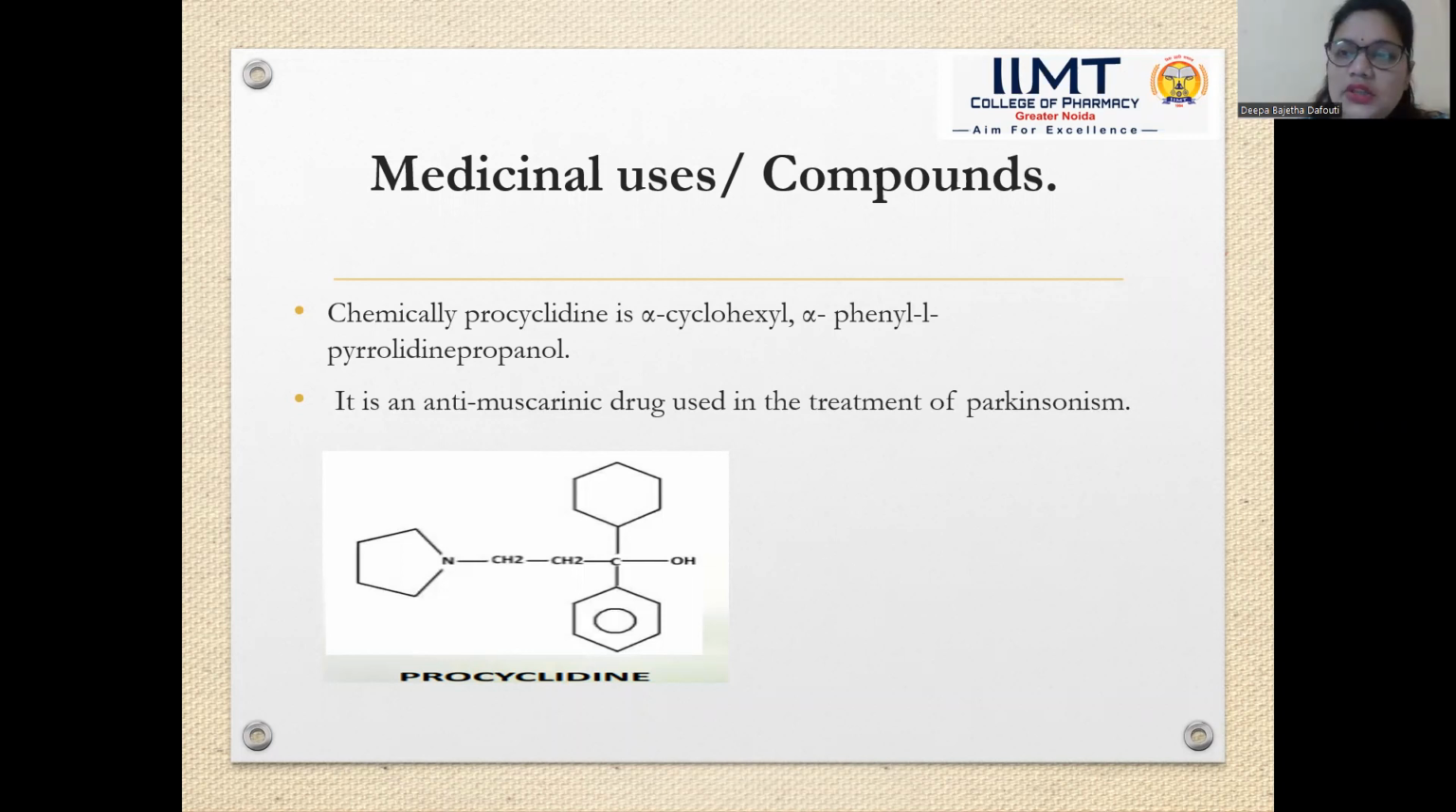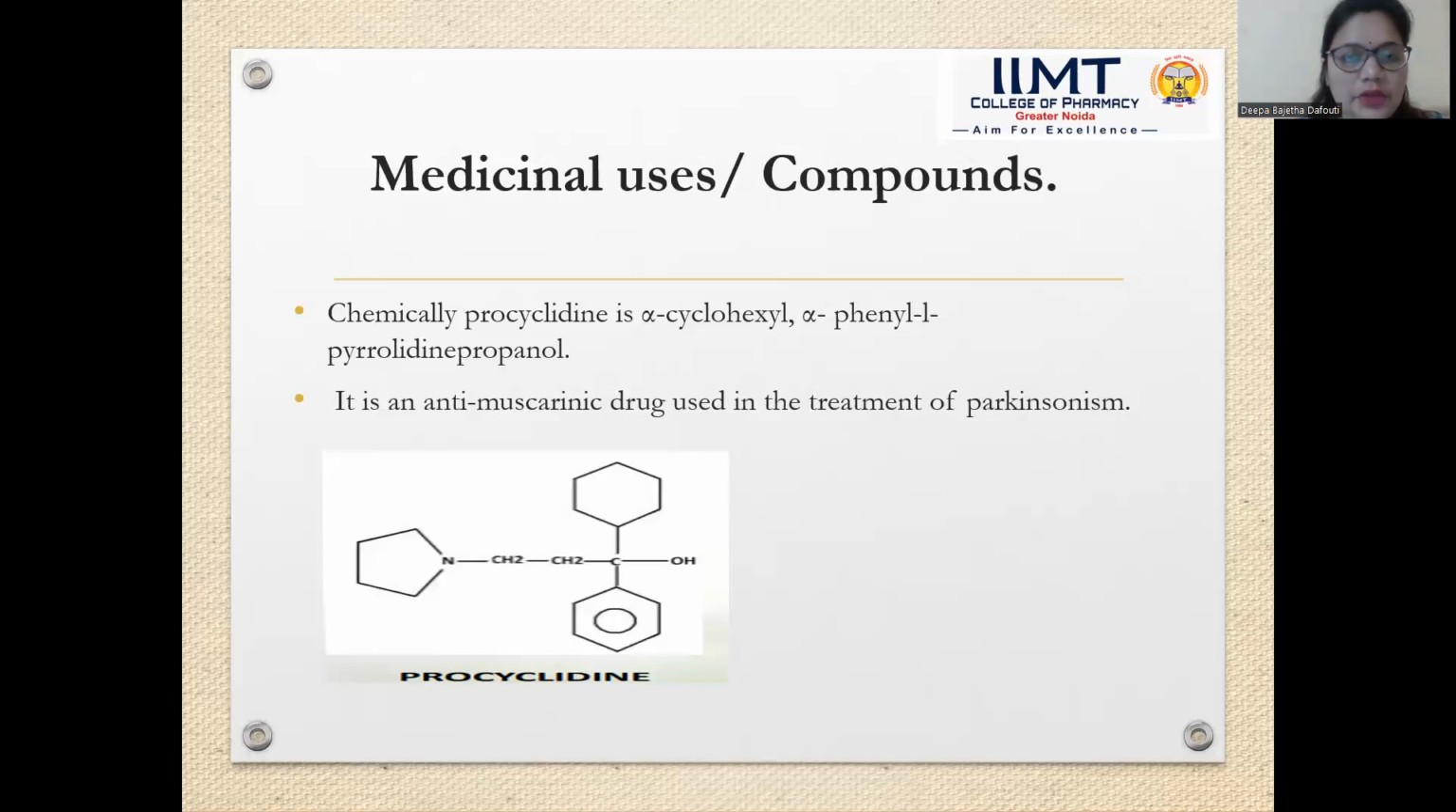Next is nicotine. Nicotine is also used as a medicinal compound in which pyrrole is present as a ring, and it is a stimulant and potent parasympathetic alkaloid. It is used for smoking cessation to relieve withdrawal symptoms. And third one is procyclidine. Procyclidine is an anticholinergic drug used to treat the stiffness, tremors, involuntary movements and poor muscle control of Parkinson disease.